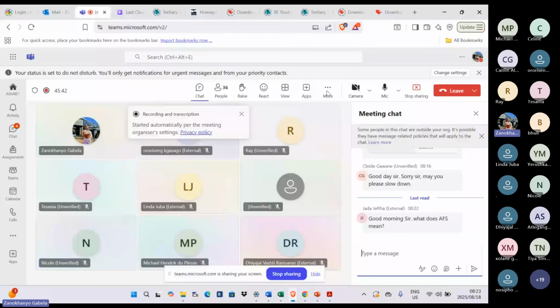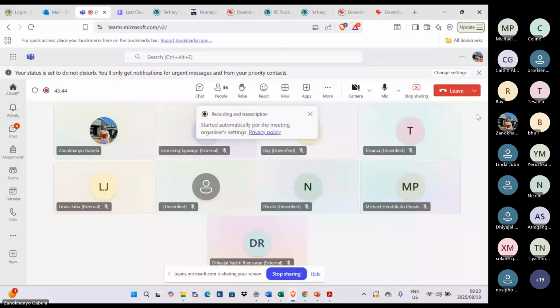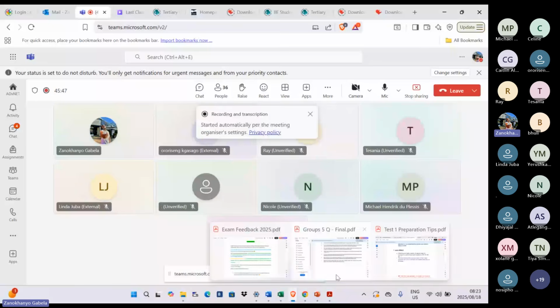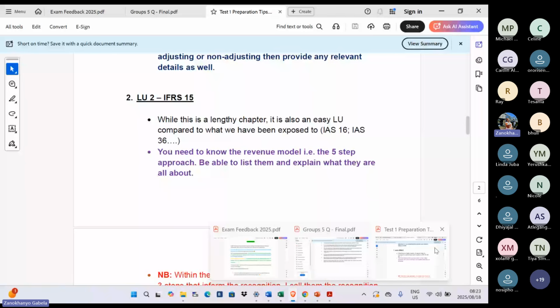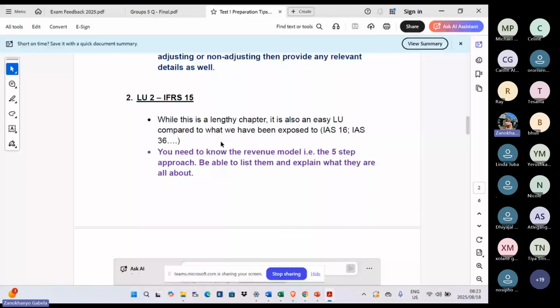Learning unit number 2 is IFRS 15, which is now revenue from contracts with customers. Now, this is a fine chapter. I love this chapter, one of my favorite chapters in terms of accounting.